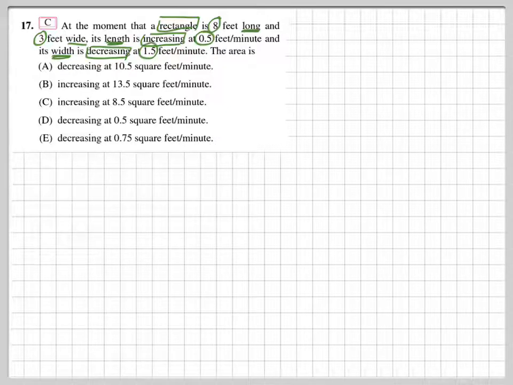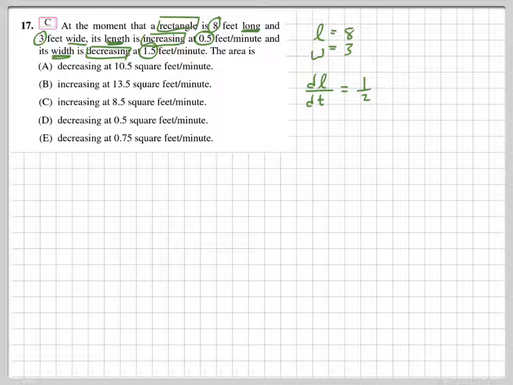So let's write all this stuff out. We got L equals 8, W equals 3. So length is 8, width is 3. The length is changing. That's dL over dt at 0.5. I like using a fraction, so I'm going to write a fraction. And then the width is changing negatively because it says decreasing at 1.5, which is the same as 3 over 2.